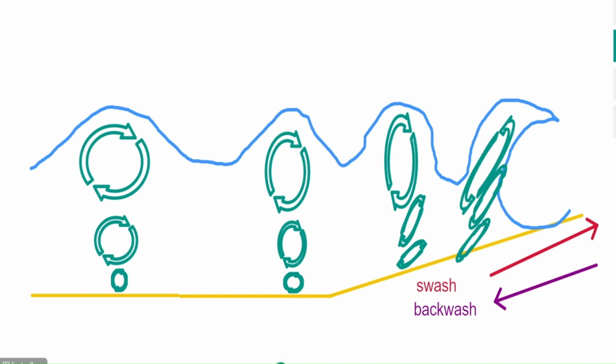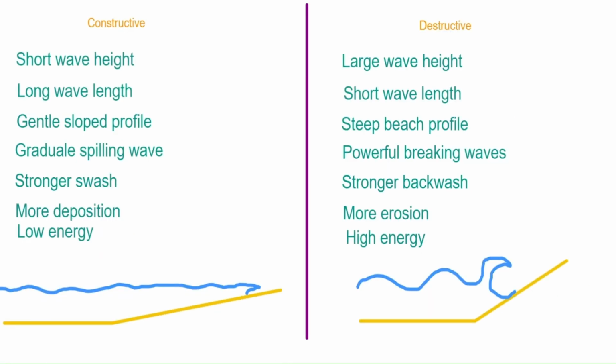Okay, so in the wave action here, the waves move forward in swash and they go onshore on the swash and they come offshore on the backwash. As they're coming in, they can be carrying sediment and will cause things to happen during swash and backwash. So a high energy and low energy environment. A low energy environment here for the constructive wave: short wave height, long wave length, gently sloped profile, and gradually spilling waves. This creates a stronger swash than backwash.